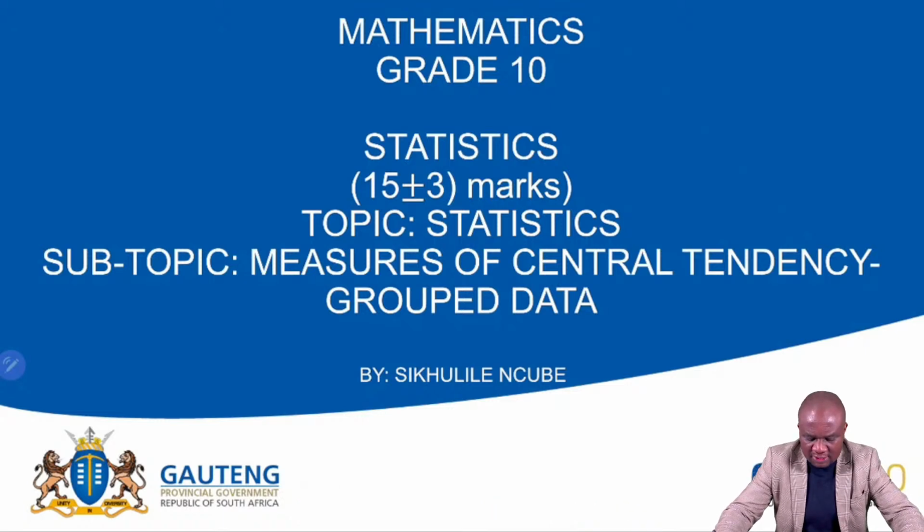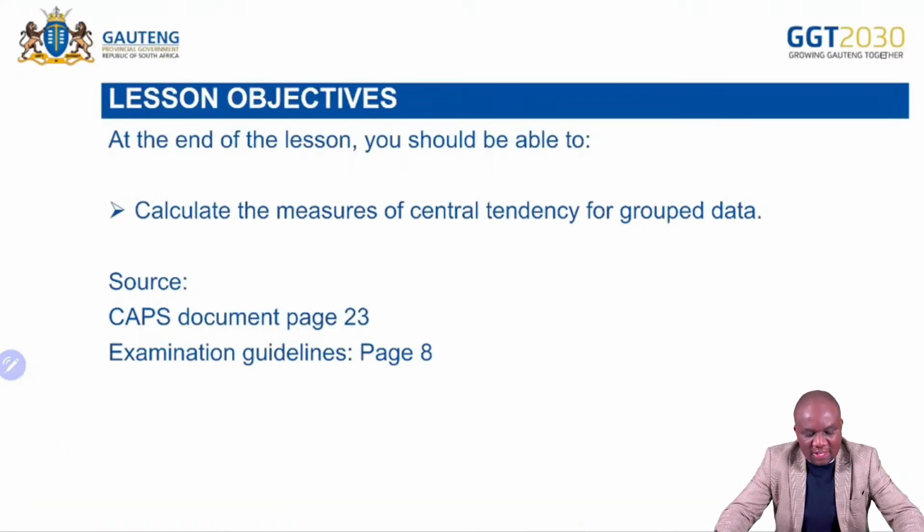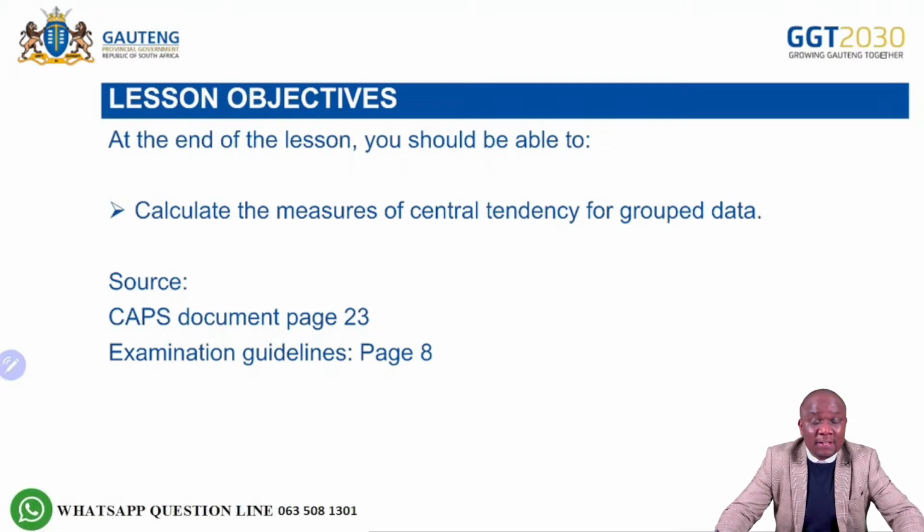Okay, let's start our lesson, grade 10. At the end of the lesson, you should be able to calculate the measures of central tendency for grouped data. That's what we're going to do in this lesson. What are the measures of central tendency? We're talking about the mean, the median, and the mode. These three are the measures of central tendency.